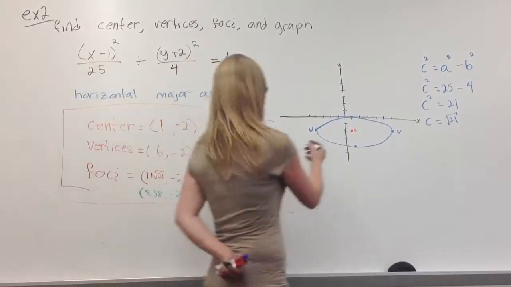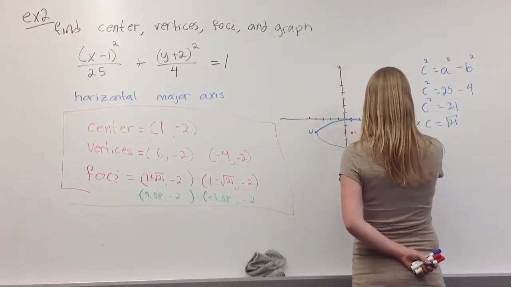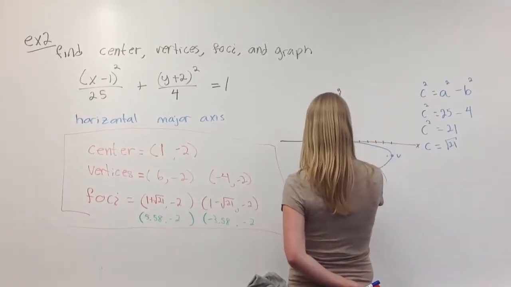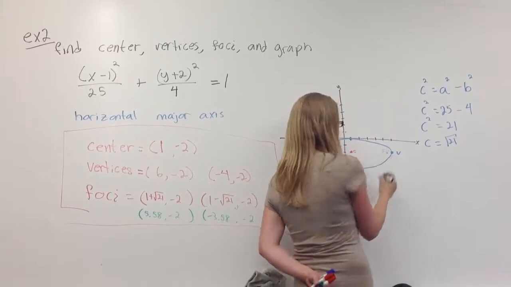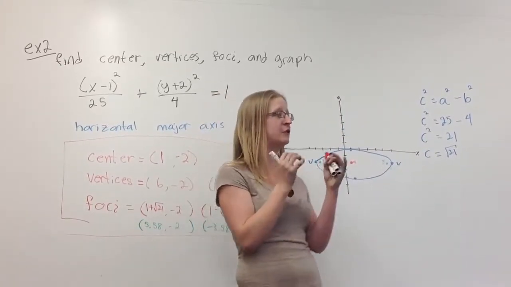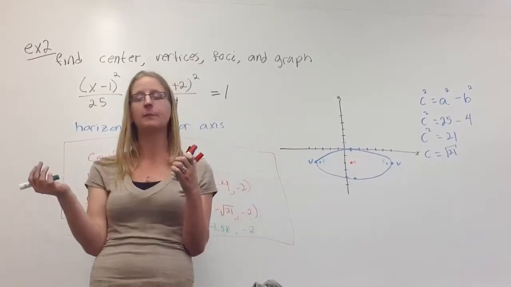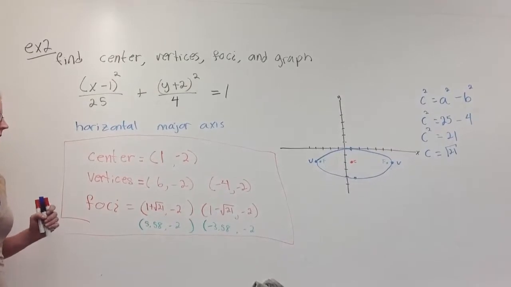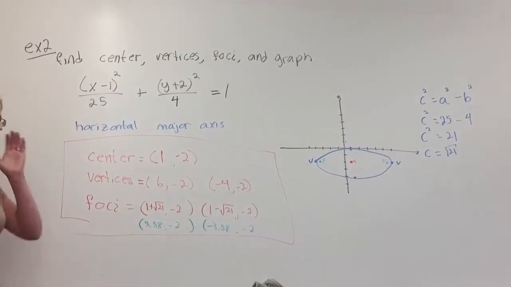So as I graph those, that's 5 point something, comma, negative 2, and negative 3 point something, comma, negative 2. Can you see that your foci are inside your ellipse? Your foci have to be inside the ellipse. If you drew your picture and your foci were outside the ellipse, you've done something wrong along the way. Any questions so far?